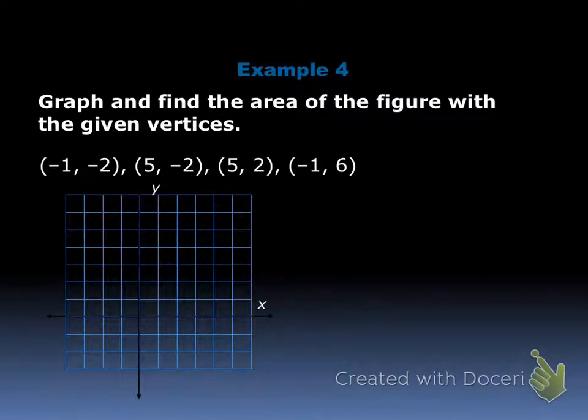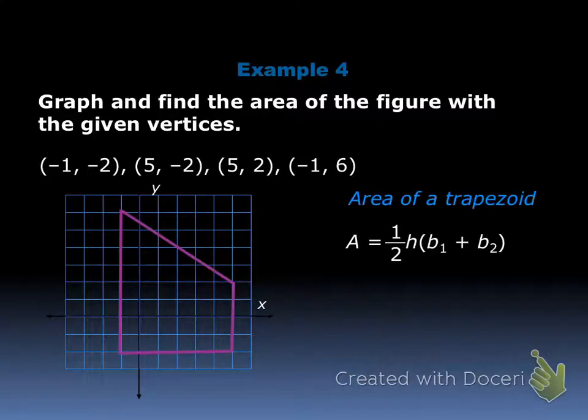Here we're given some other points. We're given 4 points, so we know it's not going to be a triangle. So let's go ahead and graph these points and see what we get. We have -1, -2, 5, -2, 5, +2, and -1, +6. It's going to be right there. Now we're going to go ahead and connect those dots and see what figure we have.